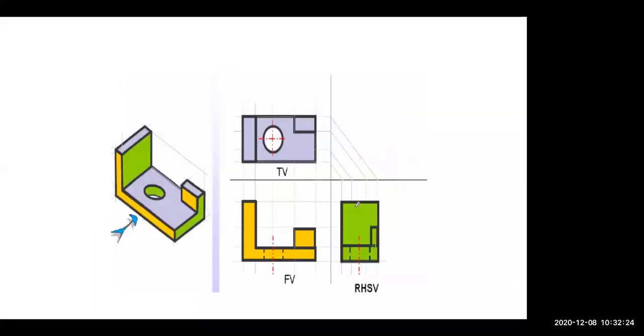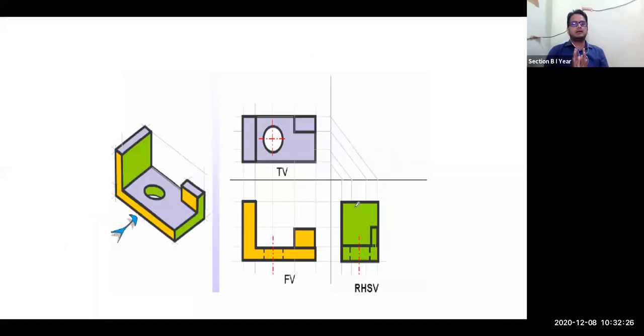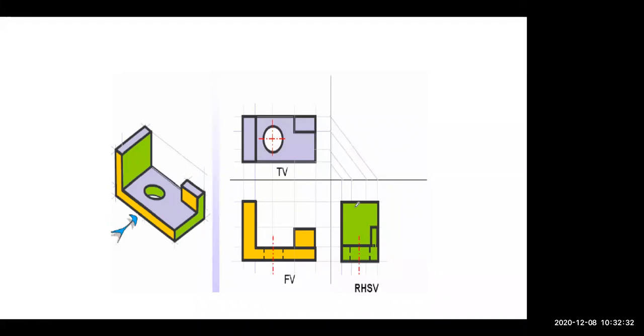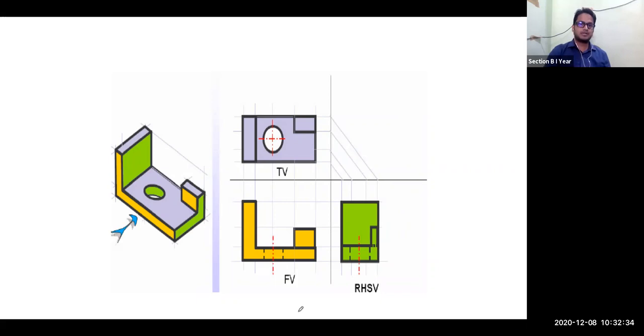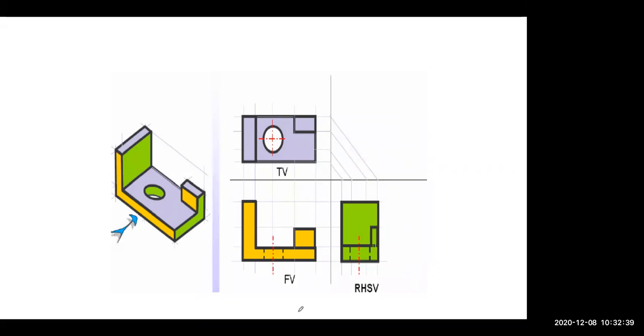See one more example. Here it is not mentioned whether it is the first angle projection method or third angle. Now you tell me, is this orthographic projection made using the first angle projection method or the third angle projection method? Third angle, sir. How?